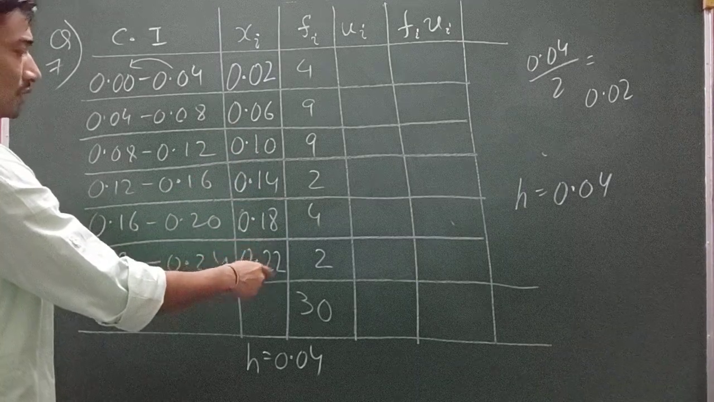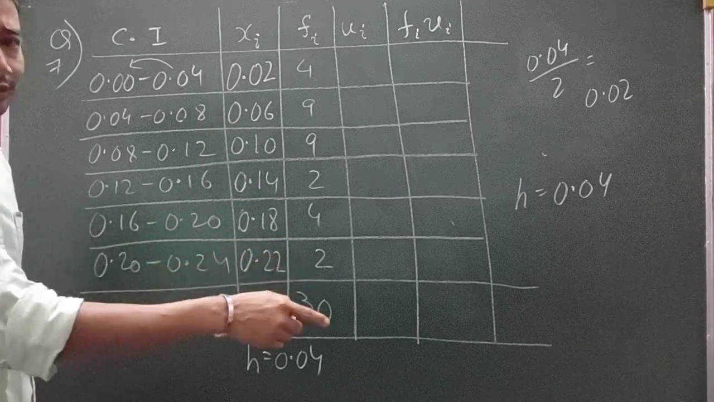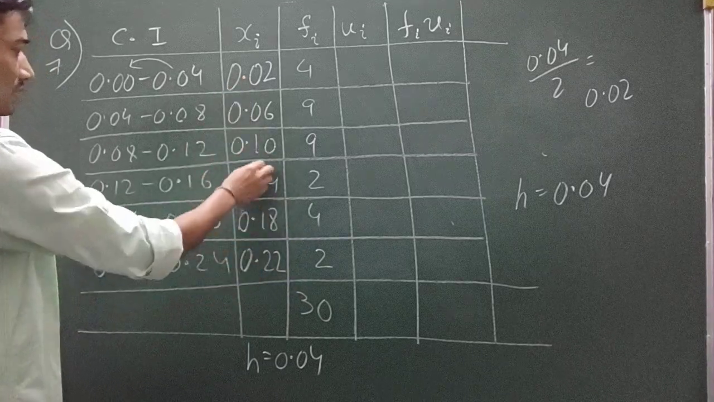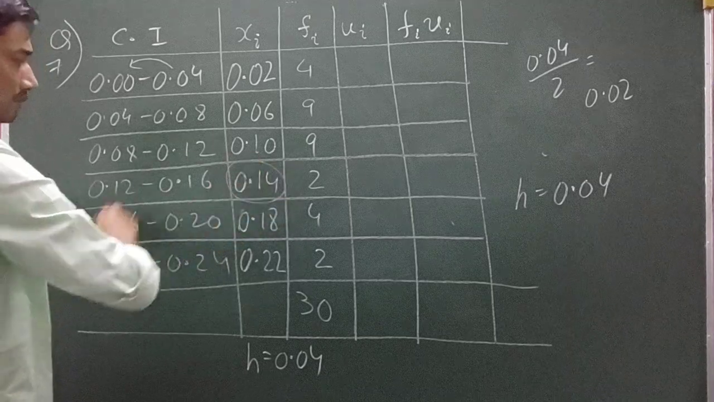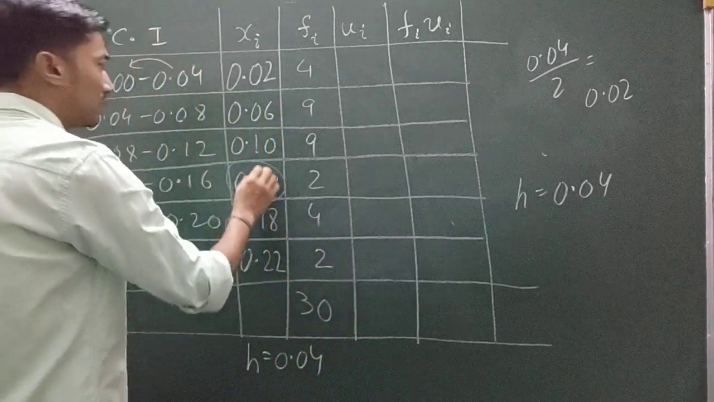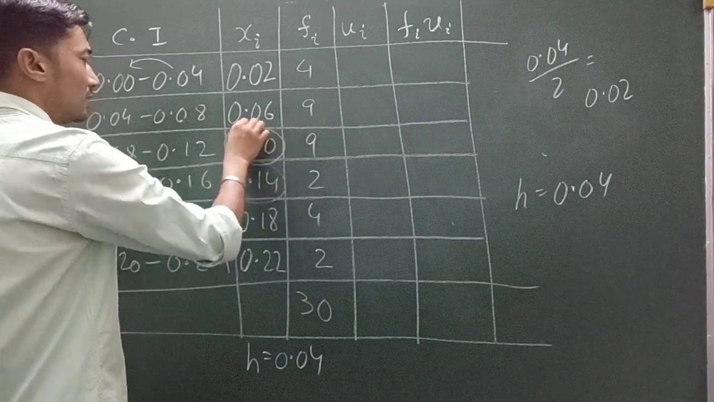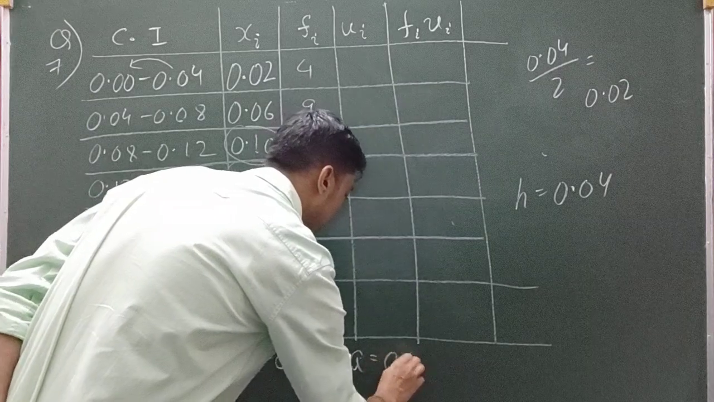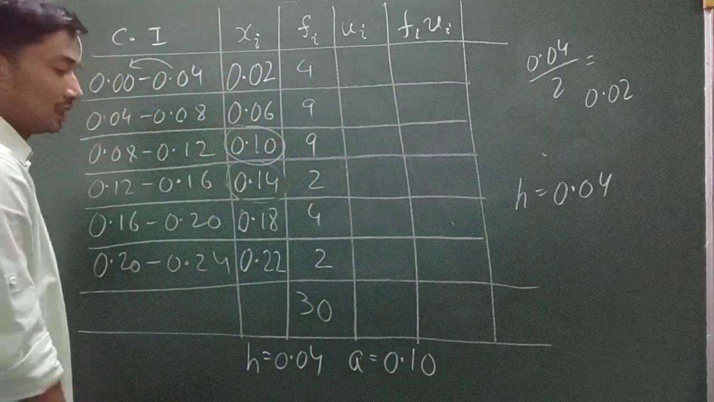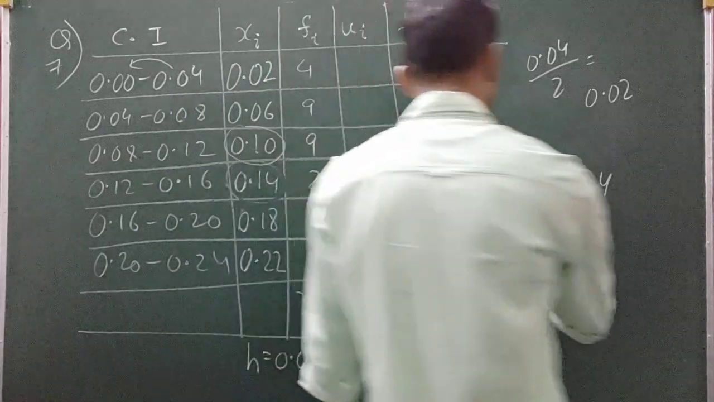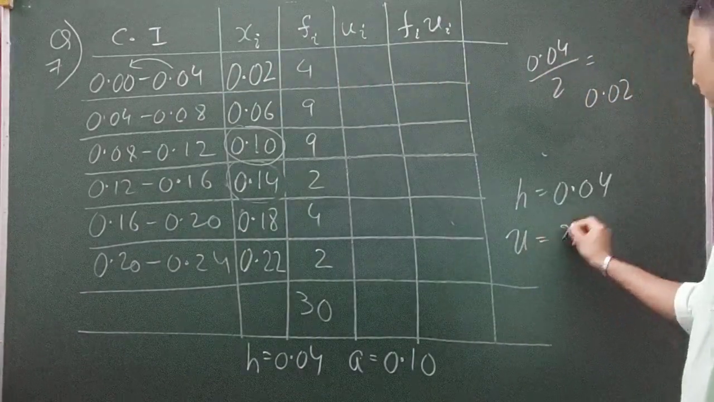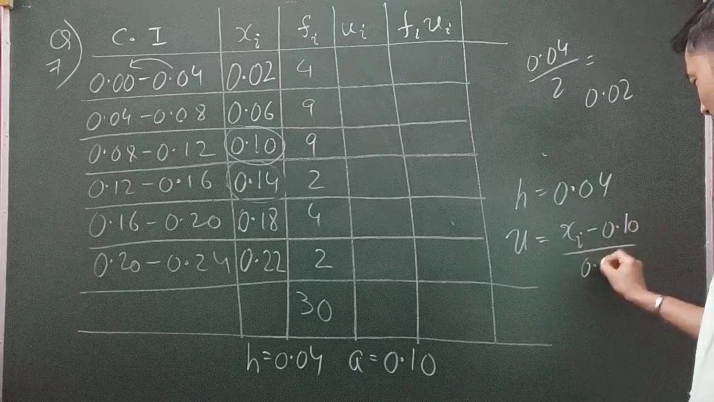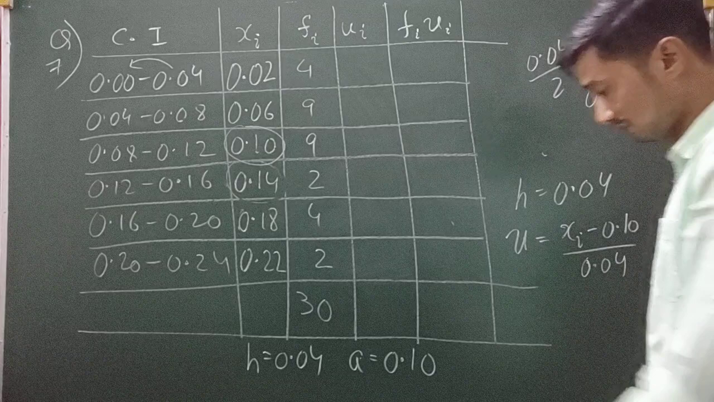Alright, so next we will be assuming one mean. So 1, 2, 3, 4, 5, 6. We will just assume any one. Let's just assume this one this time, 0.10. So our assumed mean is 0.10. Now, of course, how do we find our ui? ui will be, as I said, xi minus 0.10 divided by 0.04. That's how you will be finding it.